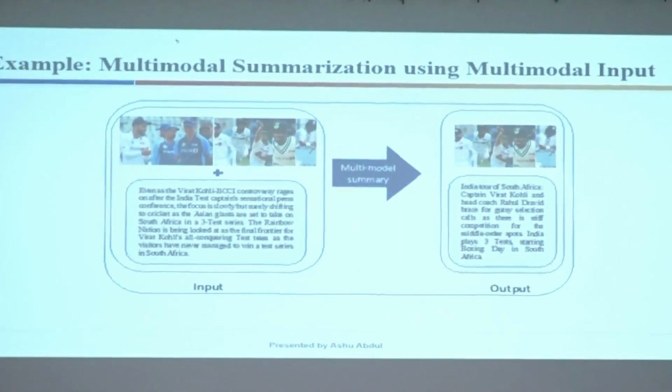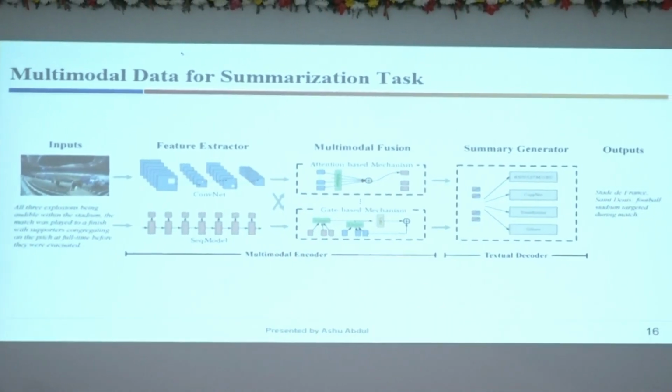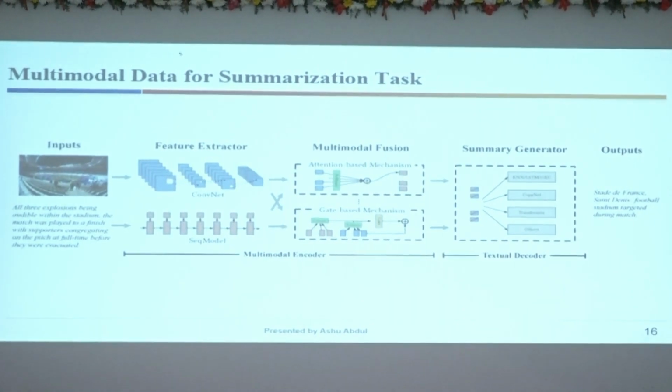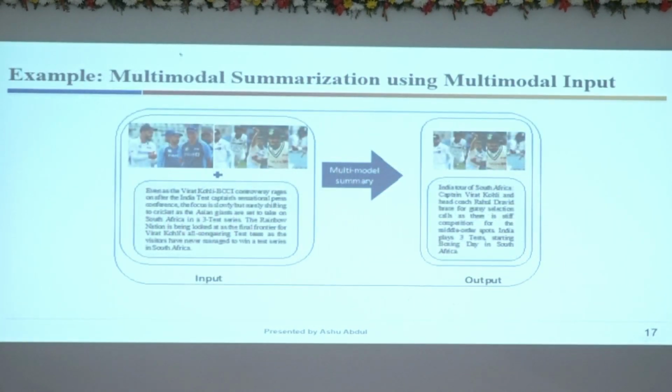When we talk about multimodal input summarization, it can be categorized into two. One is multimodal input summarized into a textual output. The second is multimodal input summarized into a multimodal summary. In a multimodal summary you have both image or other modality data as well as the textual content.